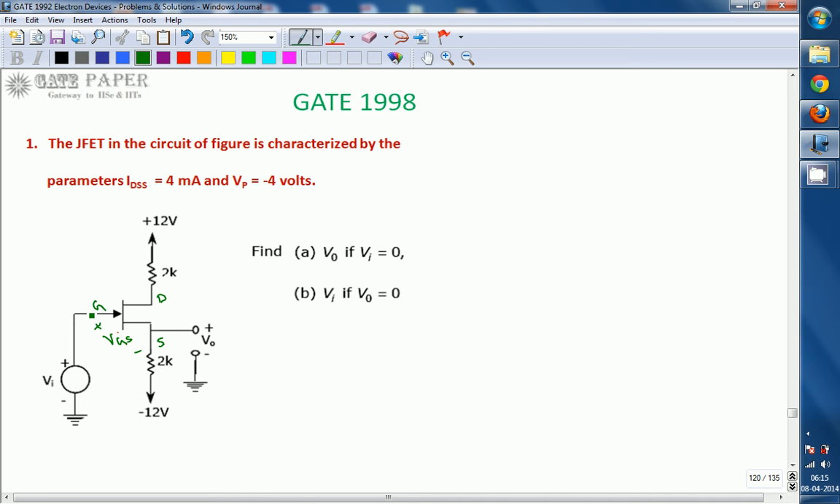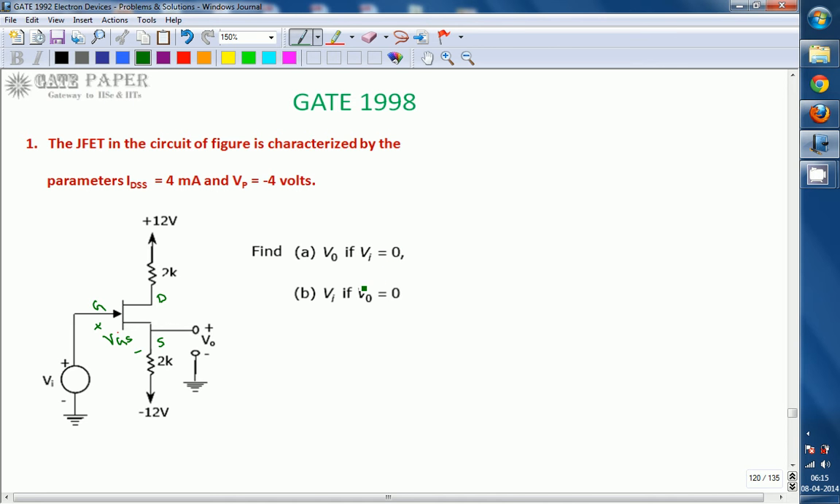For a JFET, the input junction is always under reverse bias. For the N channel JFET, if you give VGS as negative, then only the gate source junction will be in reverse bias. N channel means drain and source are of N type, and the gate is of P type.